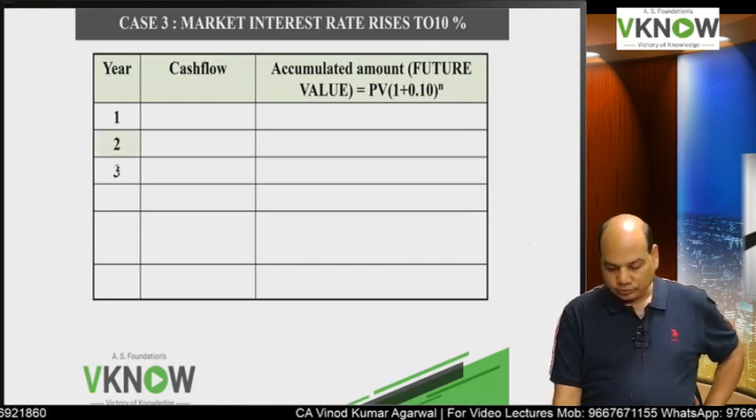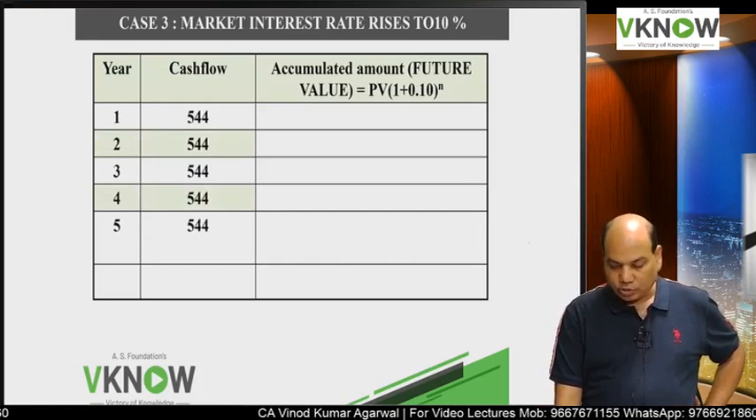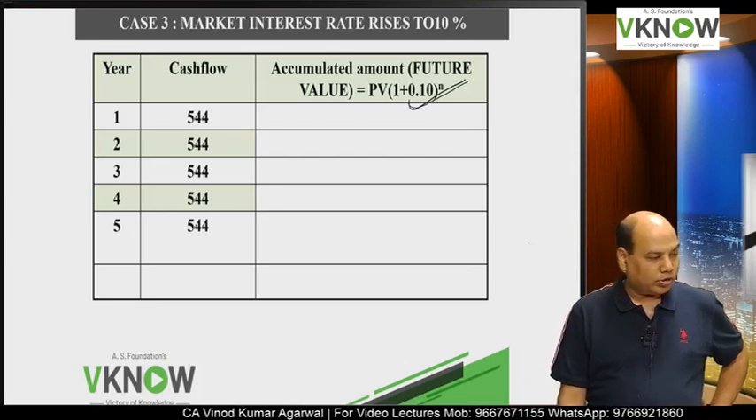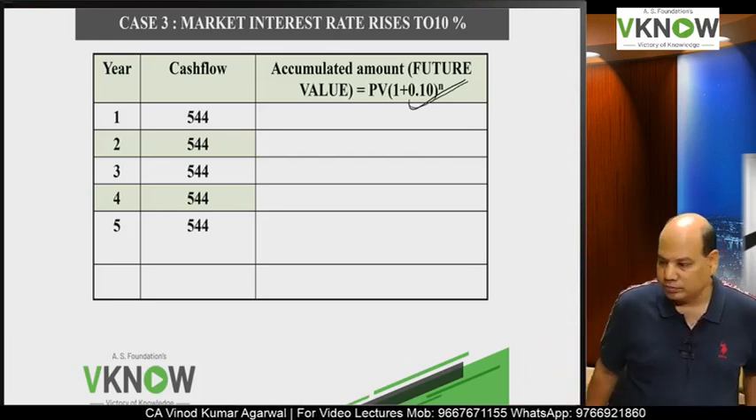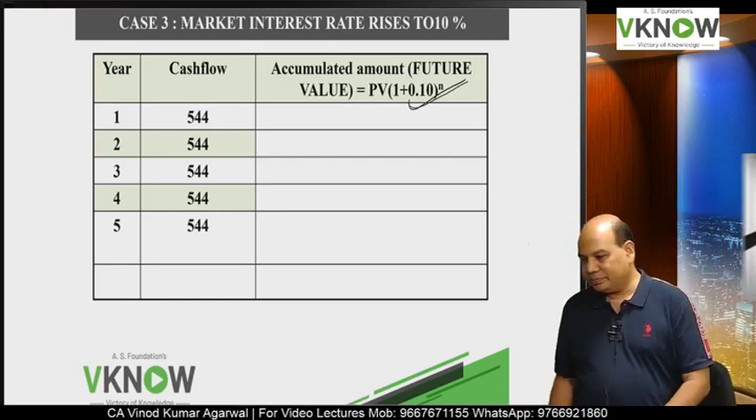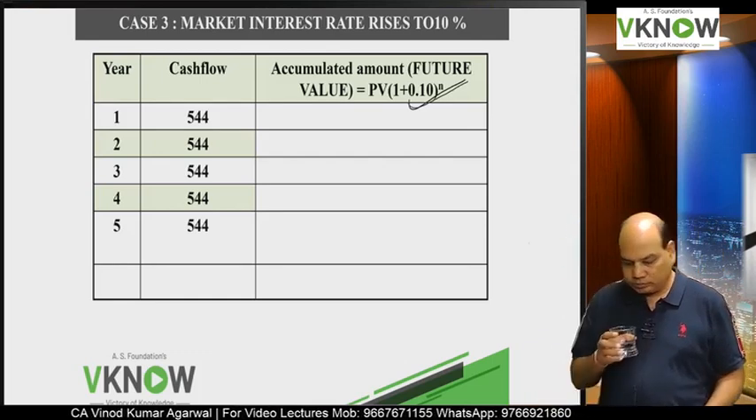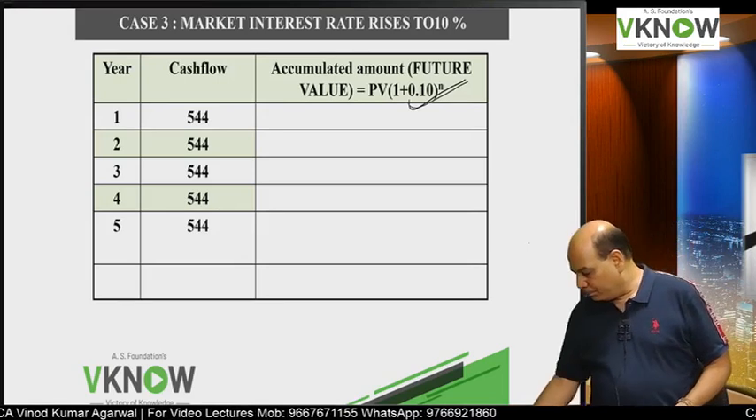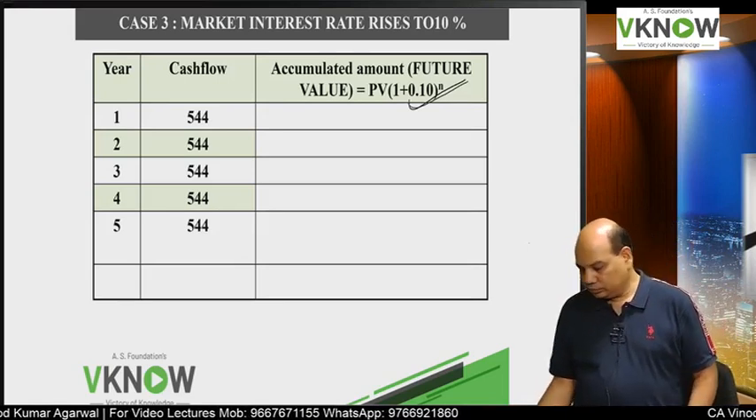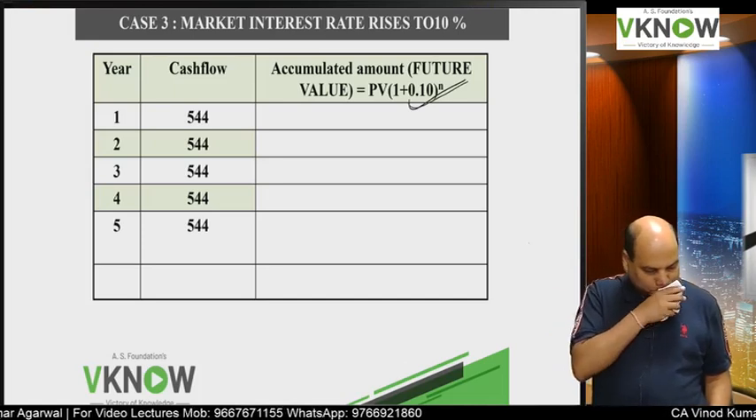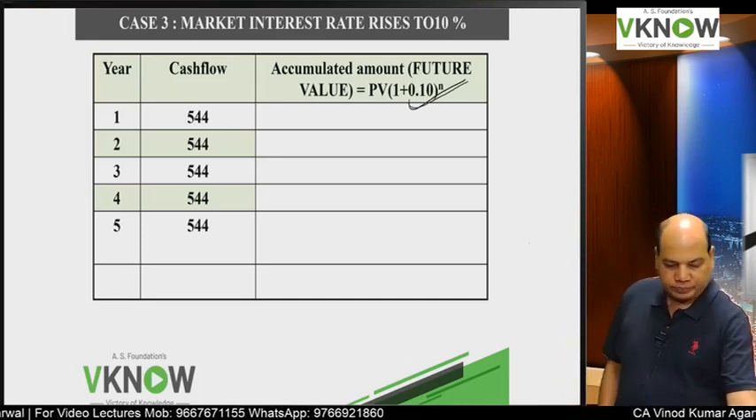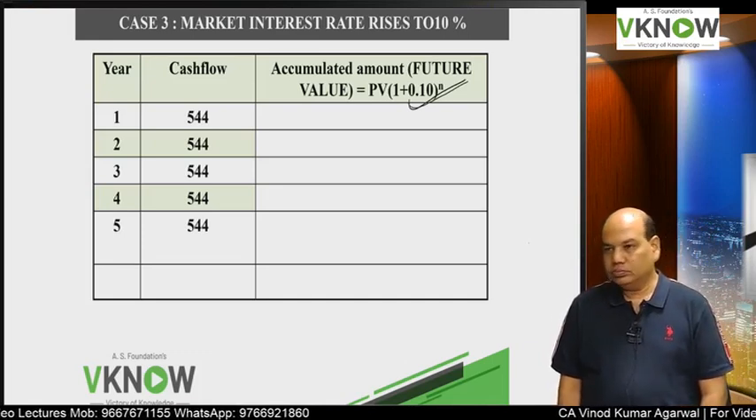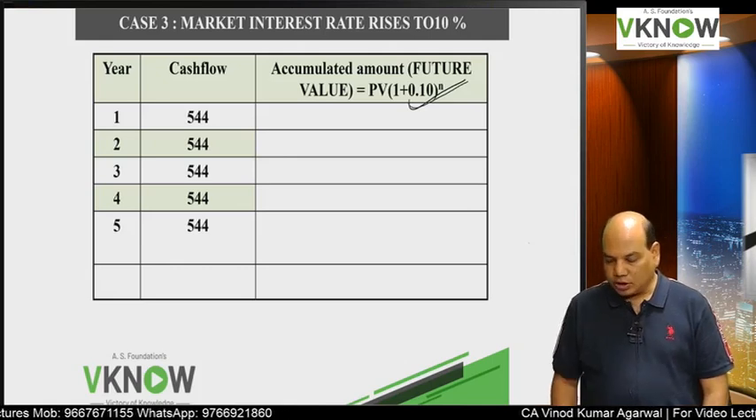And then you will write the same cash flow also. This time the interest rate here is 10%. Please solve yourself and tell me the total of last column. Let me see who will give the answer first. Check the answer now.